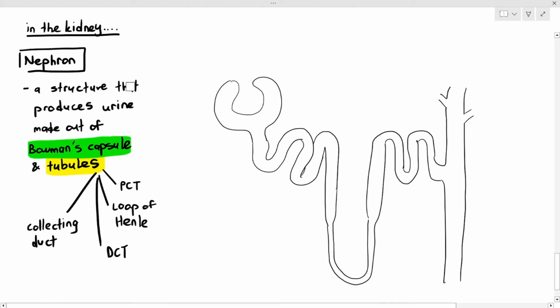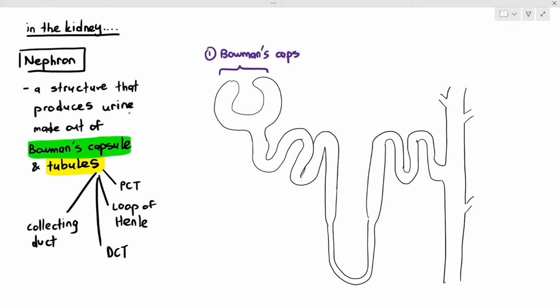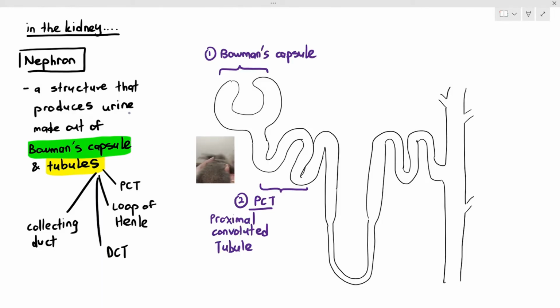The initial portion or the beginning of the nephron is always represented by that cup-like structure, and that cup-like structure is known as the Bowman's capsule. Then we also have the second part, which is attached to the Bowman's capsule, known as the proximal convoluted tubule. Now, I know what you're thinking. Do I have to memorize the full name of PCT? The good news is you don't have to. You can just call it the PCT in the exam, or if they ask you to label it.